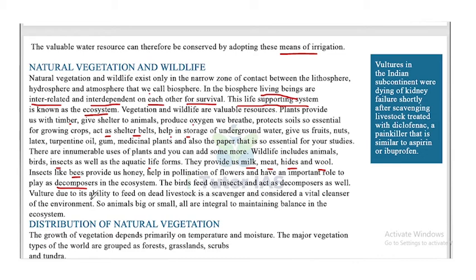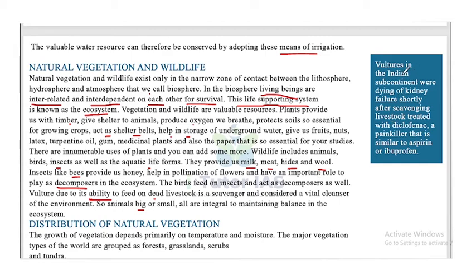Vulture, due to its ability to feed on dead livestock, is a scavenger and considered a vital cleanser of the environment. So animals, big or small, all are integral to maintain the balance in the ecosystem. Everyone and everything is interconnected and they are maintaining the balance of the ecosystem. If anything happens to the balance of this belt, then the entire system will collapse.